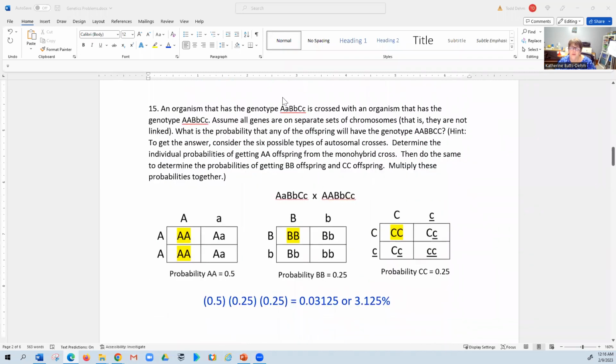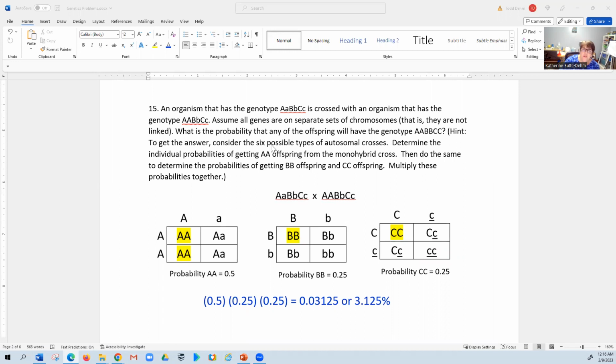So an organism that is heterozygous for A, B, and C is crossed with an organism that is homozygous dominant for the A's, and then it's hets for B's and C's. So here's hets for all three, and here is a homozygous dominant het. And now it wants to know what is the probability that any of the offspring will have the genotype big A, big A, big B, big B, big C, big C. Here's the hint. This is where it tells you how to do the problem.